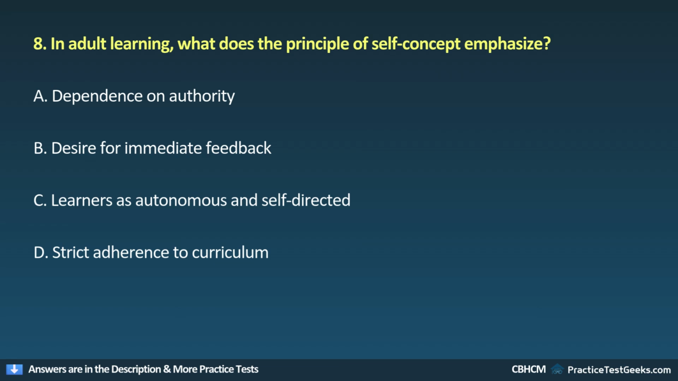8. In adult learning, what does the principle of self-concept emphasize? A. Dependence on authority. B. Desire for immediate feedback. C. Learners as autonomous and self-directed. D. Strict adherence to curriculum.